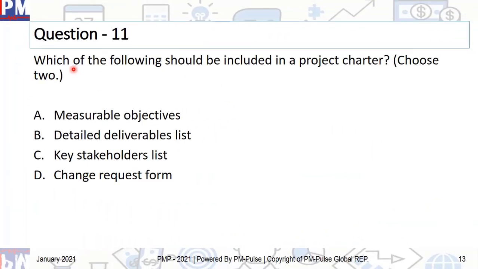Question number 11. Which of the following should be included in a project charter? Choose two. A. Measurable objectives. B. Detailed deliverables list. C. Key stakeholders list. And D. Change request form.